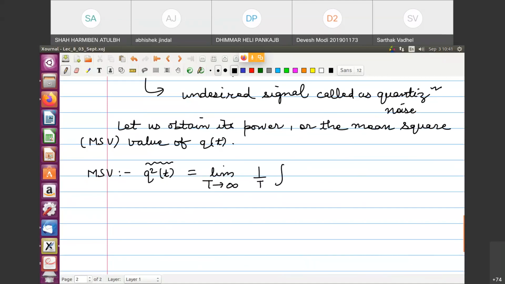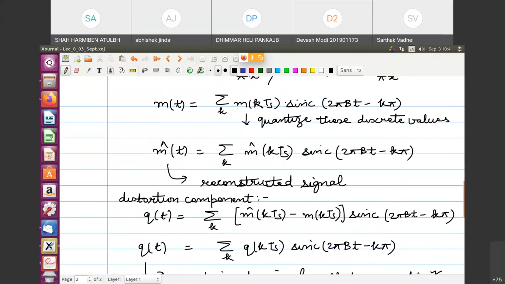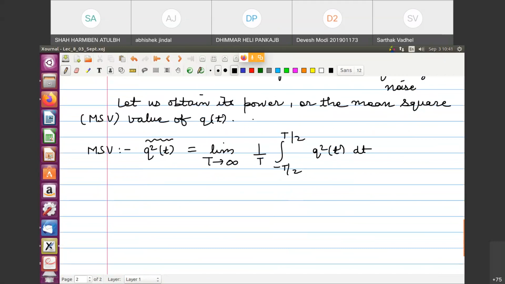Okay, so you integrate from minus T by 2 to T by 2 with T in the denominator, and you put the limit as T tends to infinity, q square of t dt. Ideally it should have an absolute operator here, which we are told when we study signals and systems, but here everything is real right now. We have not said that m of kTs or m of t is a complex waveform. We have said that it is a real waveform, so we have just not put the absolute operator here.